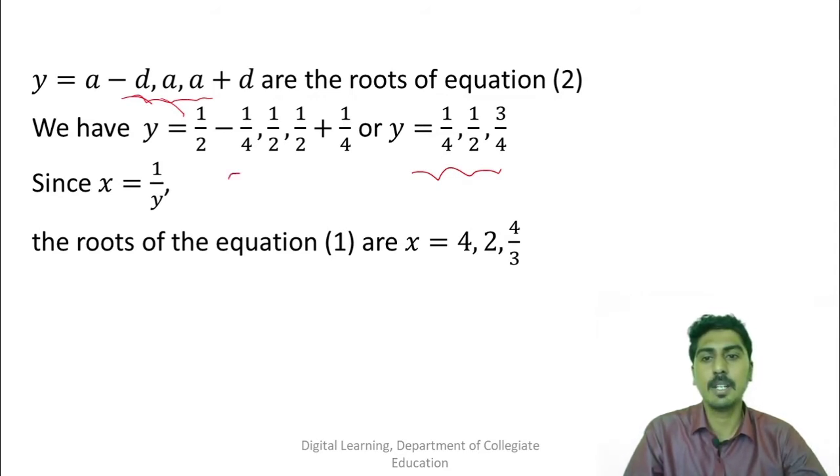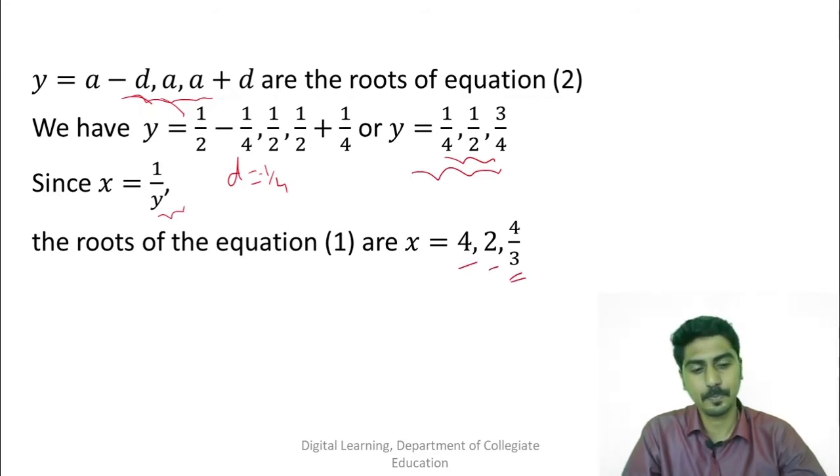Here I have taken d equal to 1 by 4. If you choose d equal to minus 1 by 4, you get the same roots in the reverse order. Now the roots of the original equation is x equal to 1 by y, that is 4, 2 and 4 by 3.